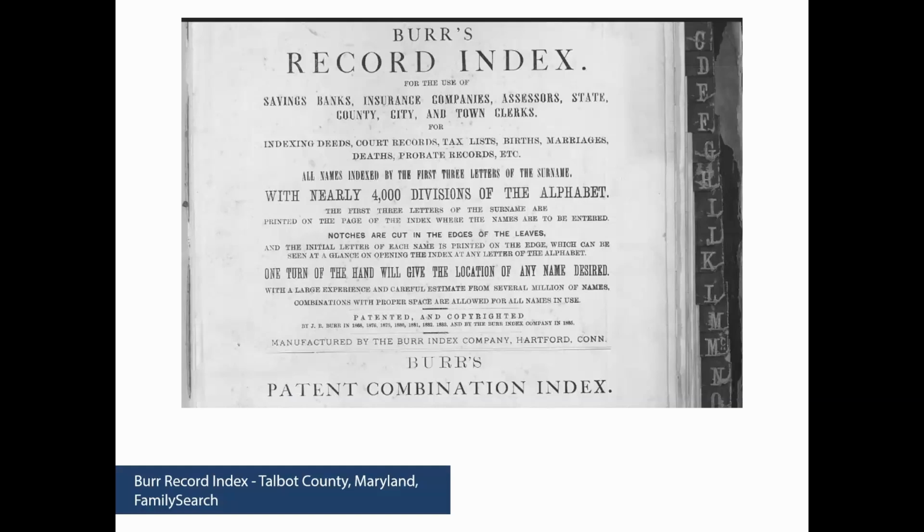Here's an example of the Burr record index that shows up in an index that we find on FamilySearch for Talbot County, Maryland. It explicitly tells you that this is the Burr's record index. It even tells you what types of companies are using this, such as banks and insurance companies. It notes that this is being used for deeds, court records, tax lists, vital records, probate, etc. And then it goes over the instructions on how you use it.